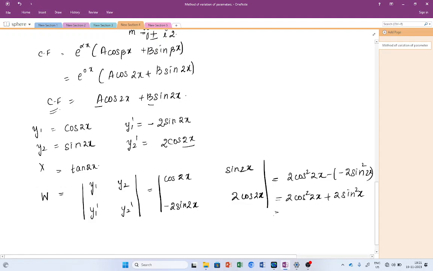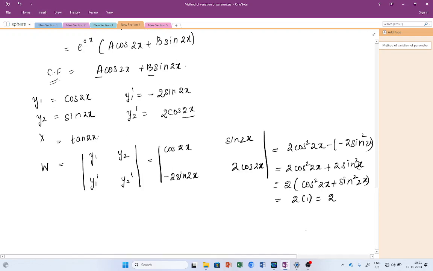Both the terms have 2 as common, so 2 is taken outside. So it is cos square 2x plus sin square 2x. I know that cos square plus sin square is 1. So it is 2 into 1. So this is 2. Okay, so now I have all the values.